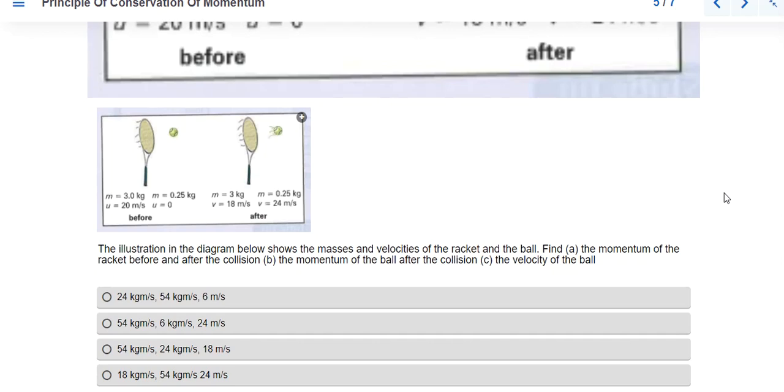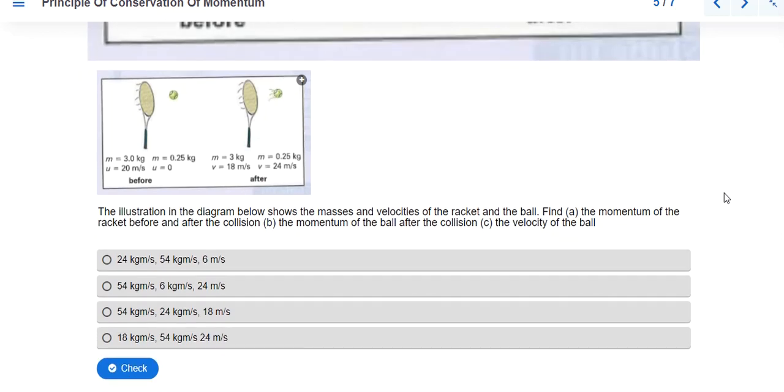Now, with that in mind and with this illustration, let's solve the problem we have here with this diagram. The illustration in the diagram below shows the masses and velocity of the racket and the ball. We have to find A, the momentum of the racket before and after the collision, B, the momentum of the ball after the collision, and C, the velocity of the ball. Now, let's do it one after the other on the screen.